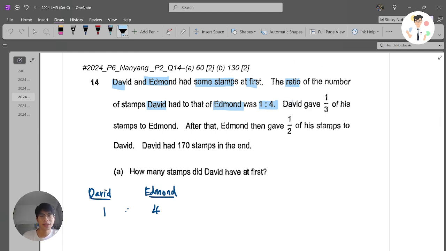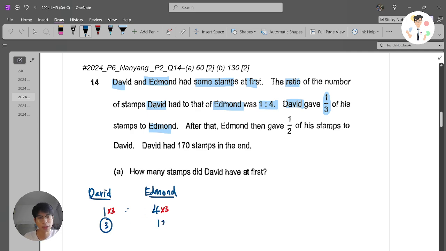Now the question continues to say that David gave 1/3 of his stamps to Edmund. It means that now D gave 1/3 to Edmund. Now, if I am able to give 1, it means that at first I have how many units? 3 units. But here it says how many units? 1 unit. So what I can do is make this 1 and this 3 the same, because they are supposed to be the same, right? Because this is what I have, and here it says 3. So I just times 3. And I know that what I actually have is 3 units, but here it will be 12 units.